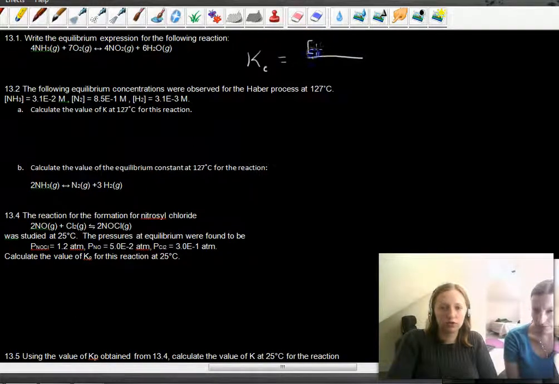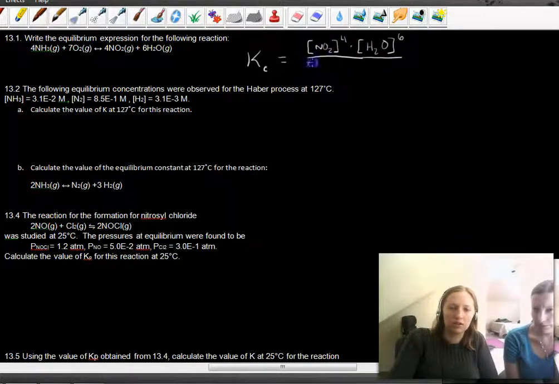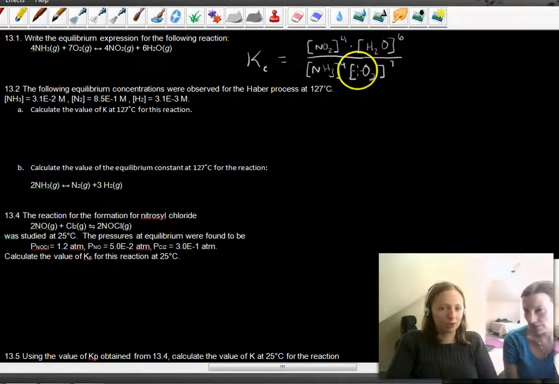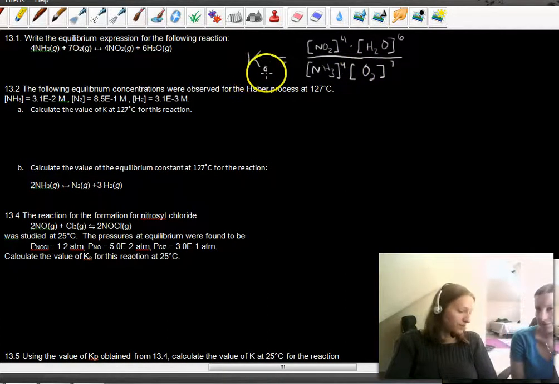So we've got to have the concentration of nitrogen dioxide, and to which power? 4 to the 4th power, times the concentration of water to the 6th power. And remember again, we've got to have our products on top and our reactants on bottom. So our reactants are going to be ammonia gas to the 4th power, and then whatever the concentration of oxygen is to the 7th power. And that would be fun to type into your calculator. That's the structure of putting together the equilibrium expression in order to get your equilibrium constant.